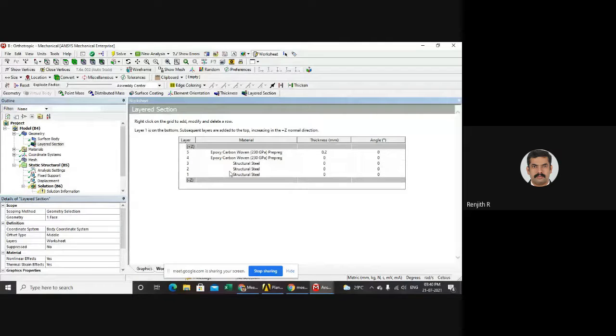And you can create multiple materials if you want. For example, I am creating layers with carbon fiber, steel, and multiple materials. I can also create them for different orientation angles: 0, 30, 45, 60, and 90, and specify the thickness. You can also vary the thickness if you want, 0.2.